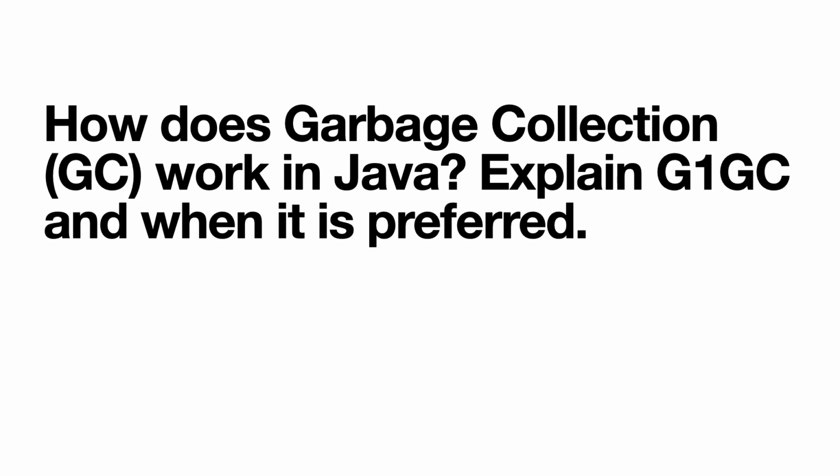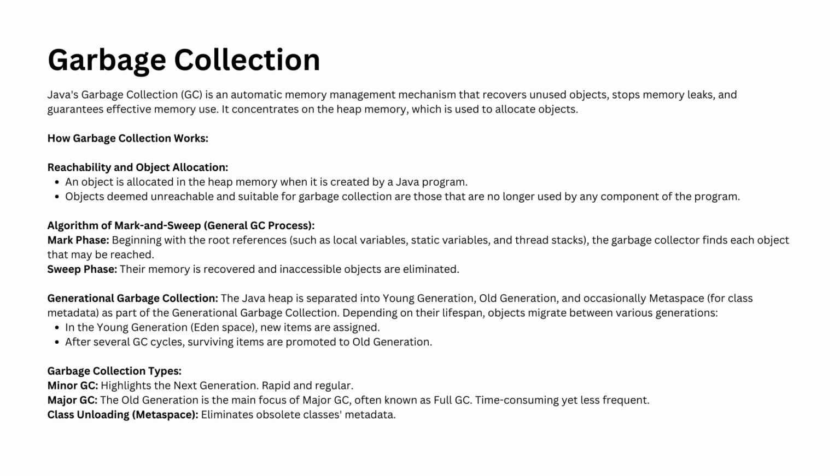Now the next question: how does garbage collection work in Java? Explain G1 GC and when it is preferred. Garbage collection is a very vast concept, but as we have talked about, it is an automated process which manages memory by reclaiming unused objects. This is to prevent memory leaks and ensure efficient memory utilization. Garbage collection happens only on heap memory. Okay, now how does it work?